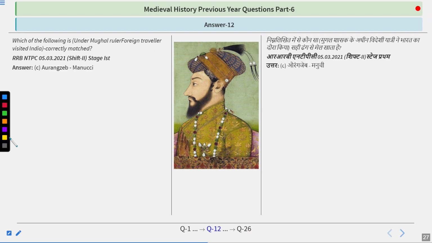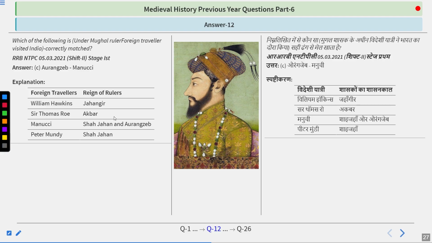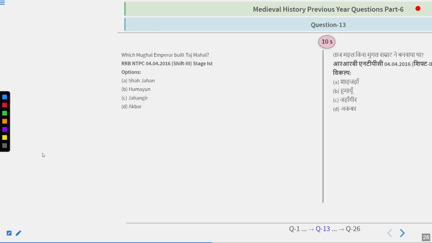So the answer of this question is Aurangzeb, Manucci. William Hawkins, Jahangir; Sir Thomas Roe, Akbar; Manucci, Shah Jahan and Aurangzeb; Peter Mundy, Shah Jahan. So the answer of this question, which of the following was correctly matched, is particularly Aurangzeb to Manucci. So Manucci came in the reign of Aurangzeb. Aurangzeb was the last successful ruler of Mughal Empire during the early Mughals. He reigned from 1659 to 1707.